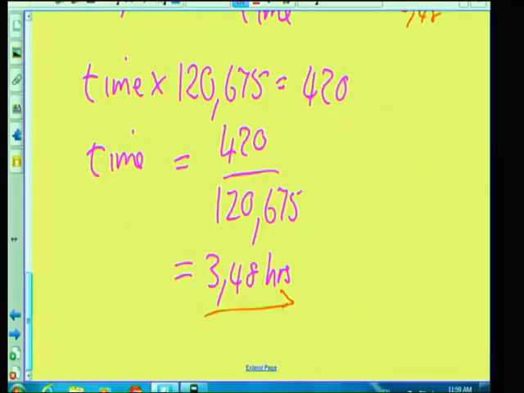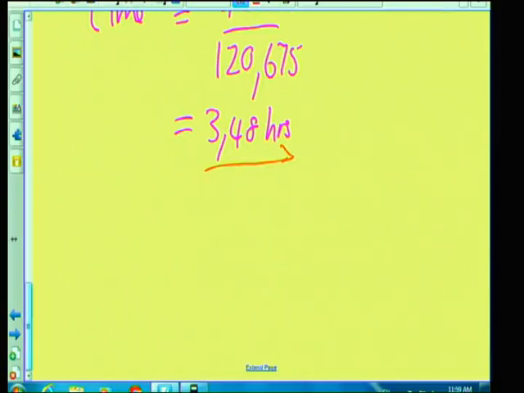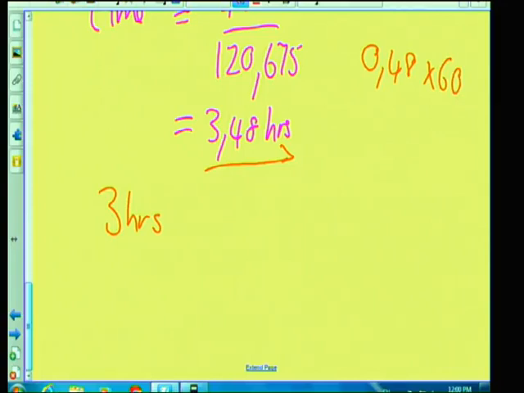this 3,48 is 3 hours and 0,48 of an hour. I want to change it to minutes. So I know it's 3 hours, but I want to get to minutes. So I'm going to say 0,48 of an hour is how many minutes? That's a fraction of an hour. I'm going to multiply it by 60 to get the number of actual minutes.